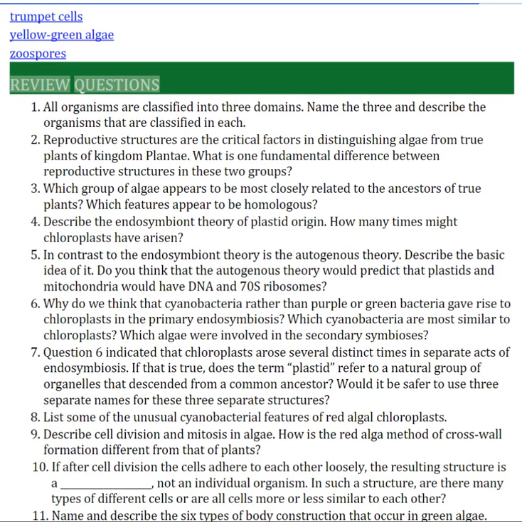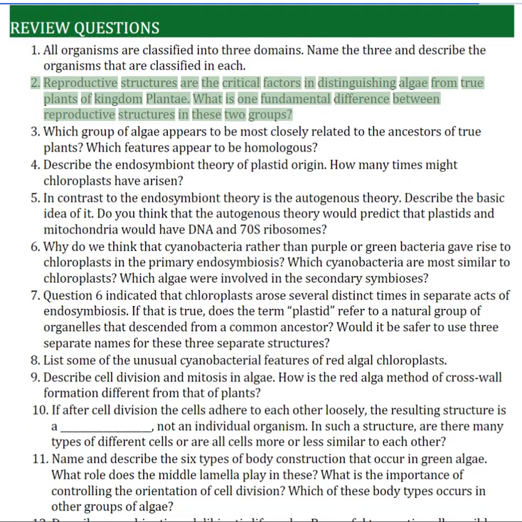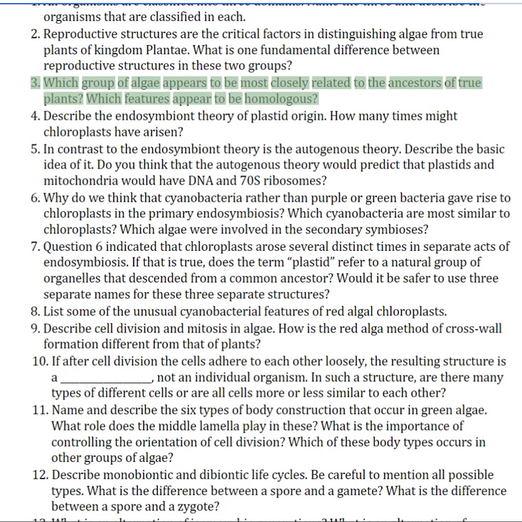Review questions. 1. All organisms are classified into 3 domains. Name the 3 and describe the organisms that are classified in each. 2. Reproductive structures are the critical factors in distinguishing algae from true plants of kingdom Plantae. What is one fundamental difference between reproductive structures in these 2 groups? 3. Which group of algae appears to be most closely related to the ancestors of true plants? Which features appear to be homologous?